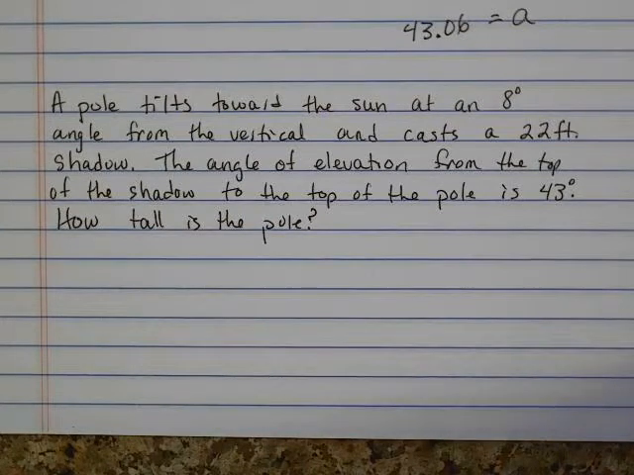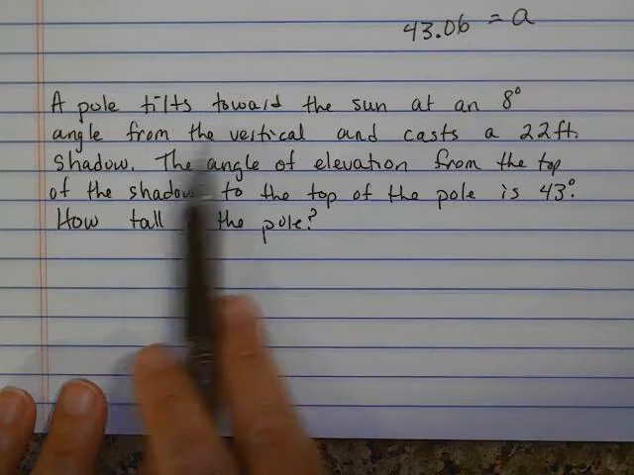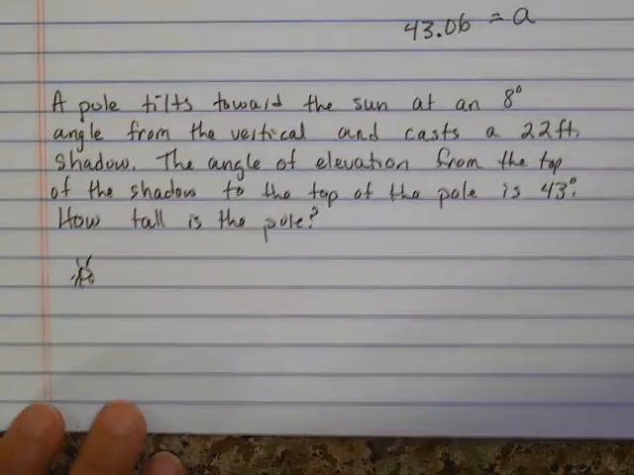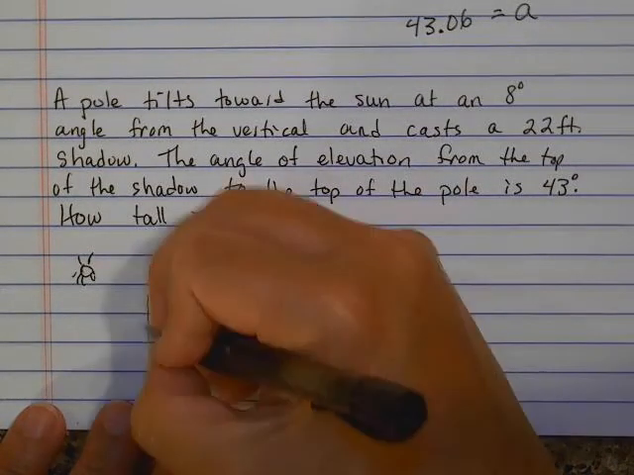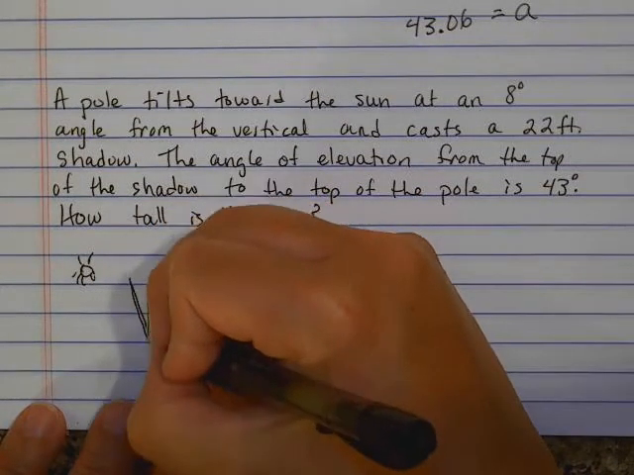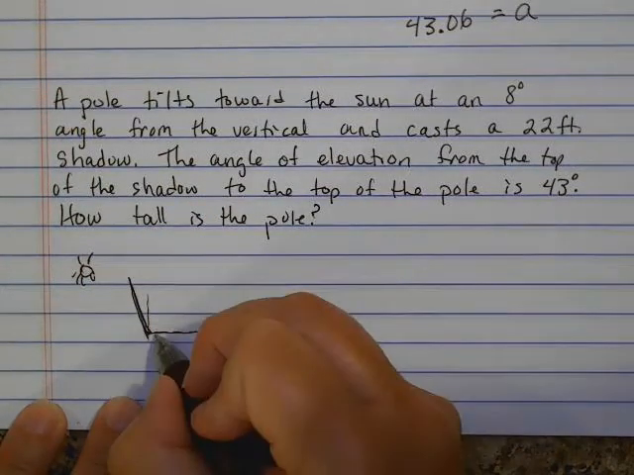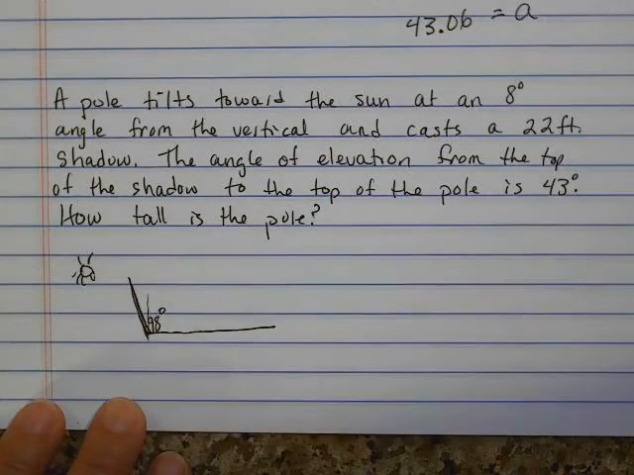Let's do an example of a word problem where we would need to use law of sines. It says a pole tilts toward the sun at an 8-degree angle from the vertical. So I'm going to make the sun up here. And instead of the pole being straight vertical, it's going to be tilted 8 degrees from vertical. So if this is the ground, instead of 90 degrees, it's going to be 98 degrees to go to the pole.